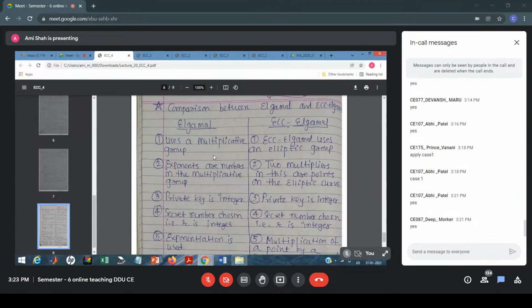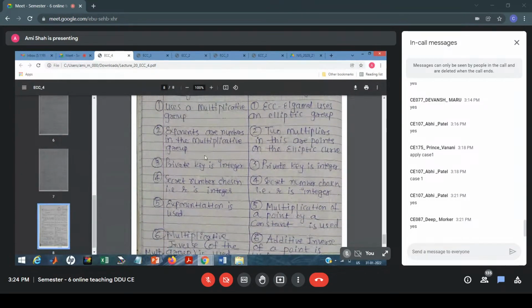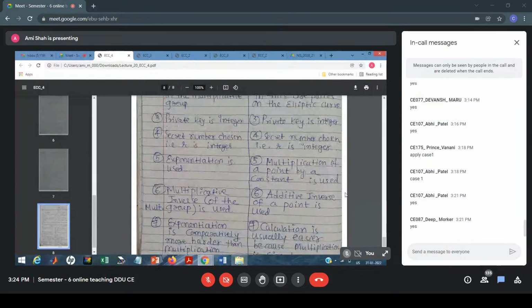ElGamal uses a multiplicative group, while ECC ElGamal uses an elliptic group. All of you know that. The second comparison: the operands in the multiplicative group are numbers, while here the operands are points on the elliptic curve. The third point is that the private key is an integer in both cases. The fourth point is that a secret number is chosen. The fifth point is that exponentiation is used in ElGamal, while in ECC ElGamal the multiplication of a point by a constant is used.